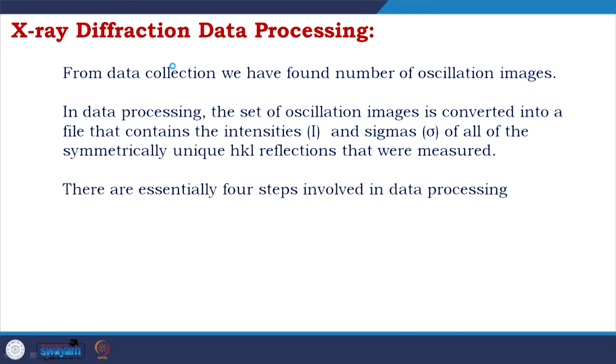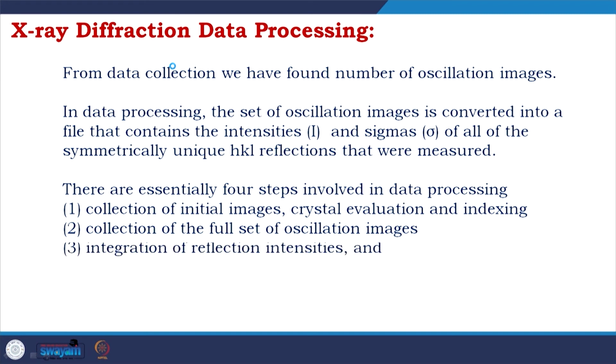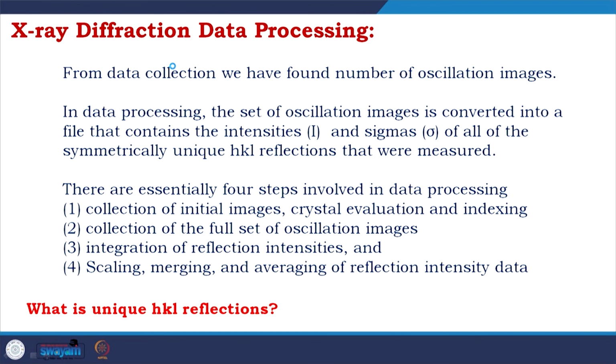There are essentially 4 steps involved in data processing: collection of initial images, crystal evaluation and indexing, which we talked about. We will talk about the optimization next class, next module. Then collection of the full set of oscillation images, integration of reflection intensities, and scaling, merging and averaging of reflection intensity data. We talked about what is a unique HKL reflection. We will talk about what is intensity and sigma. And then we will proceed with the solution.